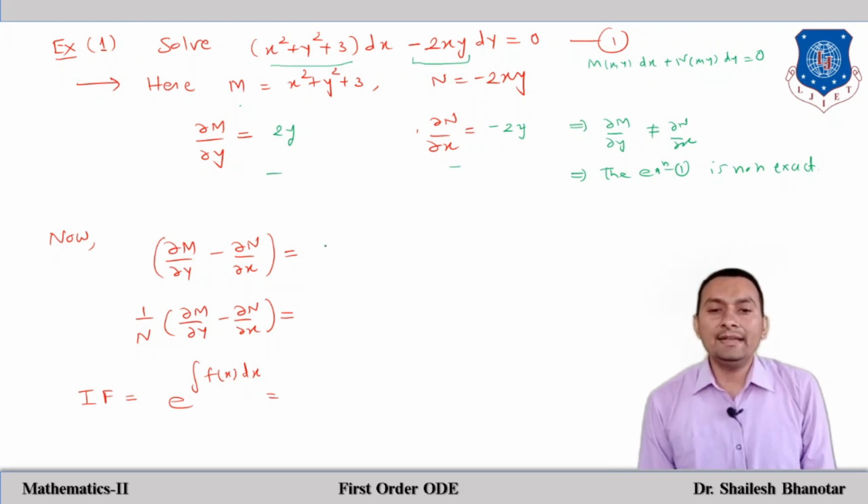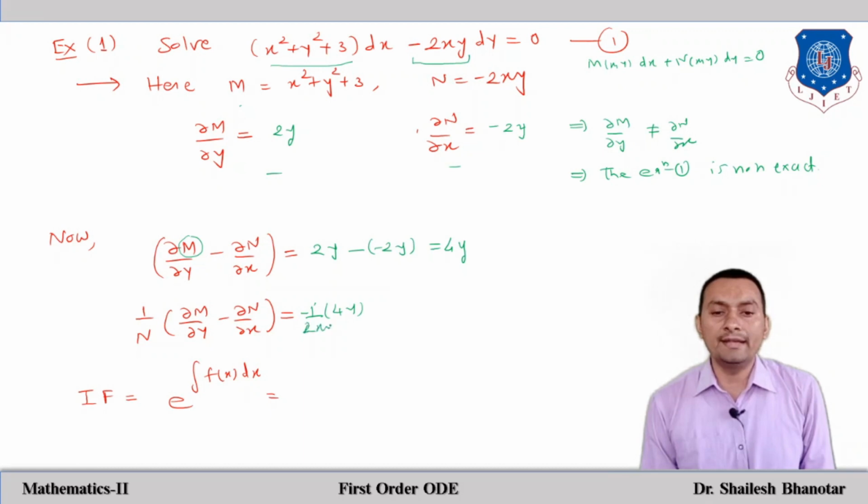So ∂M/∂y is nothing but 2y, minus ∂N/∂x, which is minus 2y. So what will I get? This is 4y. But now we started with ∂M/∂y, so I will multiply by 1/N. If I multiply by 1/N, I get minus 2 times 2y over 2xy. When I simplify, I get minus 2 divided by x, and this is what? Our integrating factor.